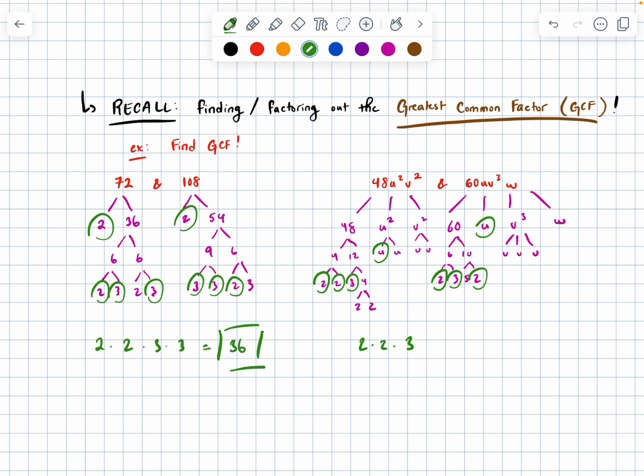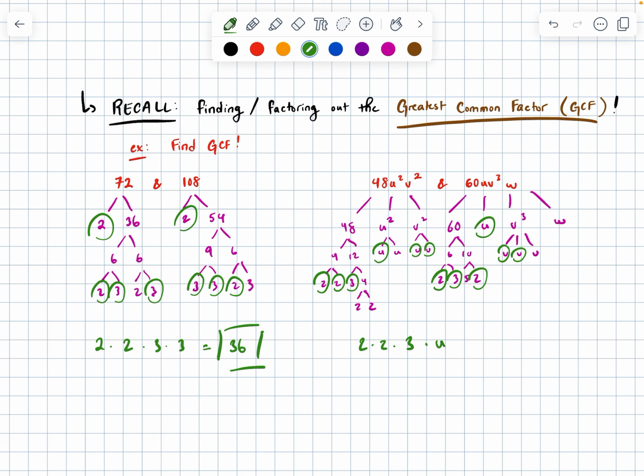Notice both of them have a u in common, but I can't take the second u from u squared. It doesn't have a match in 60uv cubed w. Same thing with the v's. Both of them have 2 v's in their factor list, but I can't take that third v from my second. And the w, straggling at the end, does not have a match in my first term, so I cannot include it in my GCF. So I've got my 2 and my 3.